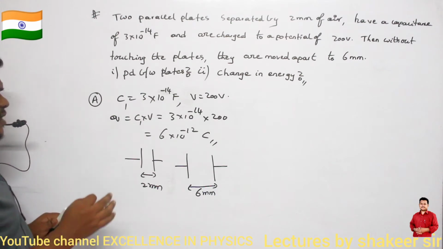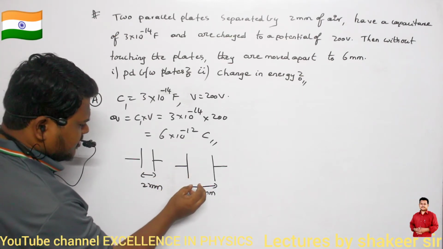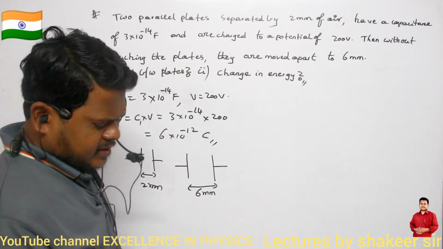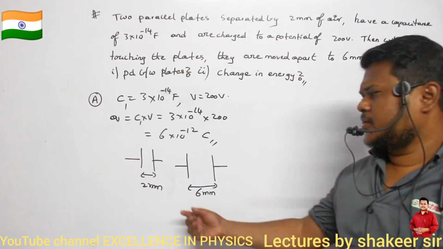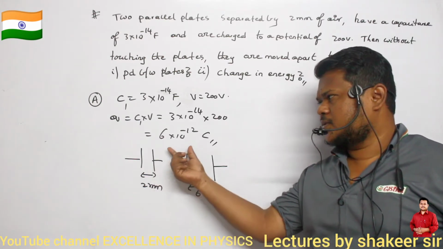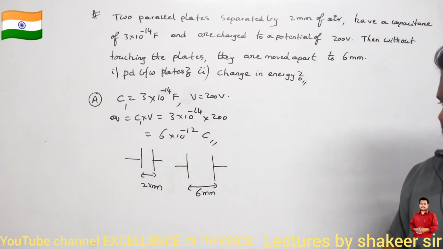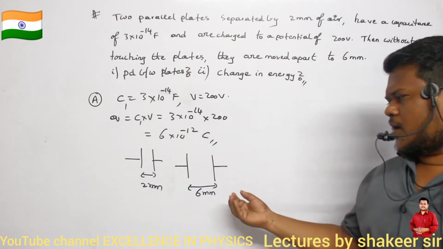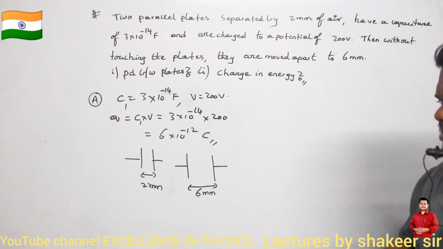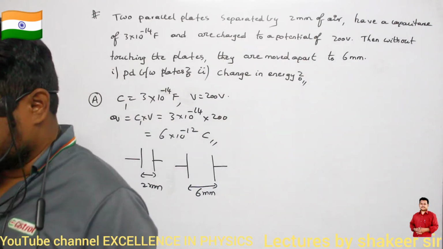See, now the question is, initially this much amount of charge was present. Now after separating them to 6 mm, will there be any difference in charge stored or not? That is the question. So initially these plates were having how much charge? This positive plate was having a charge of 6 into 10 power minus 12 coulomb. Negative plate was having a charge of minus 6 into 10 power minus 12 coulomb. Now when you separate them to 6 mm instead of 2 mm, will there be any difference in charge stored or not? That is the question.